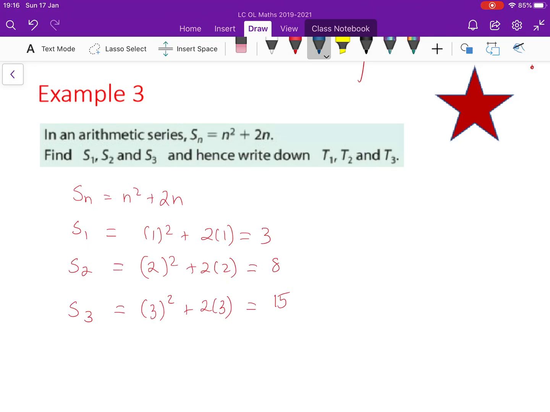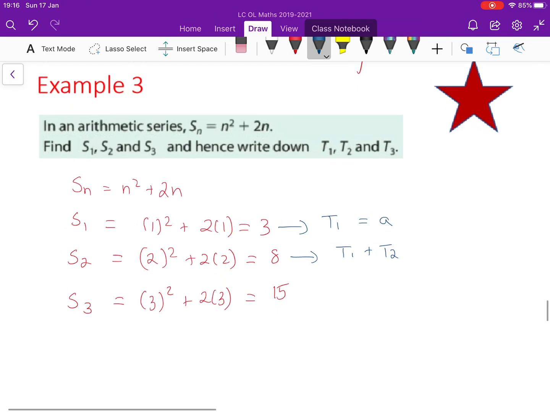Okay, so we know that the sum of the first term, think about it, is 3. So 3 has to be T1, the first term. So 3 is equal to T1, but we know that T1 is also equal to a. We know that the next sum, adding them together, 8, is T1 plus T2.